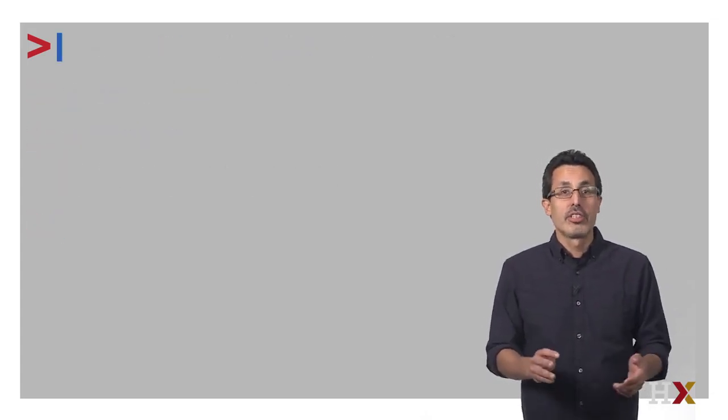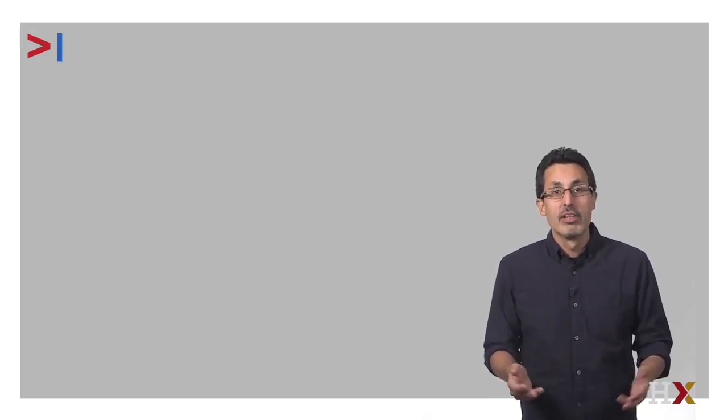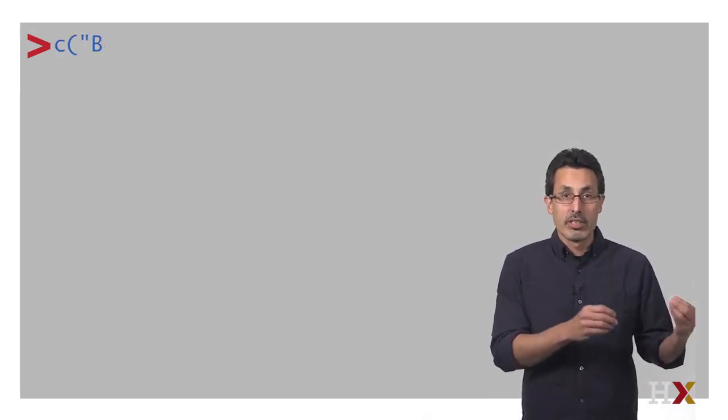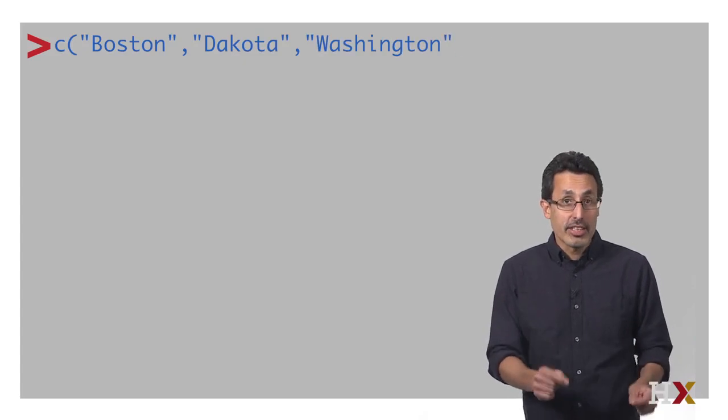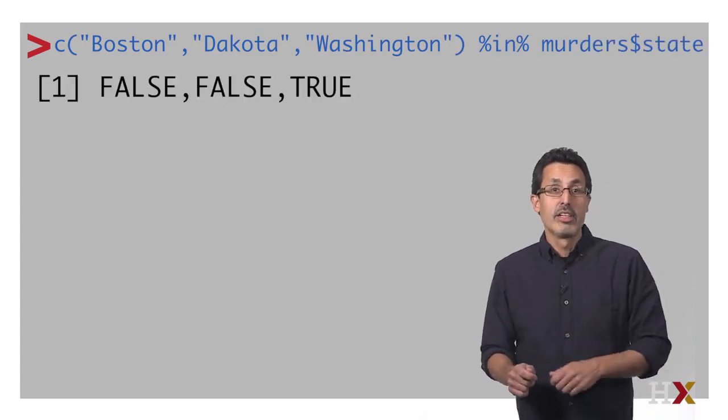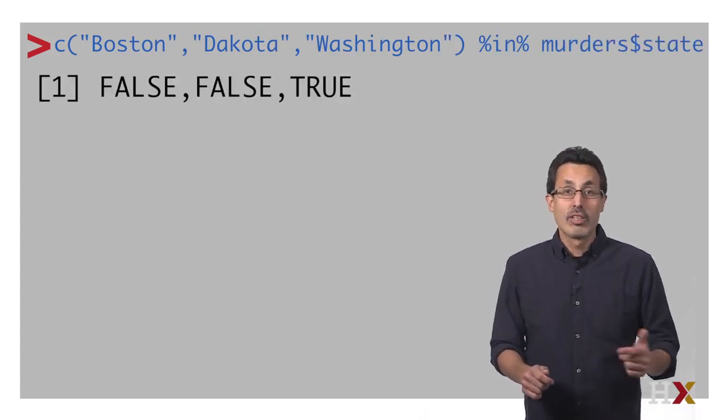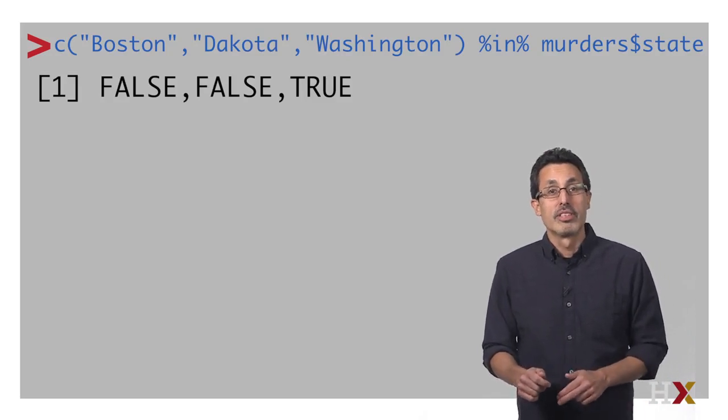So, say you're not sure if Boston, Dakota, and Washington are states, and you want to find out. Here's a simple way you can do it. You type Boston, Dakota, Washington, and check to see if they're in the state vector. And you can see that Boston's not a state, Dakota's not a state, but Washington is.